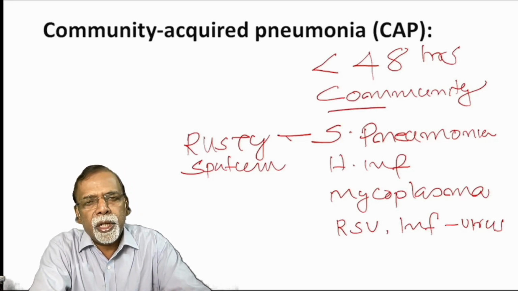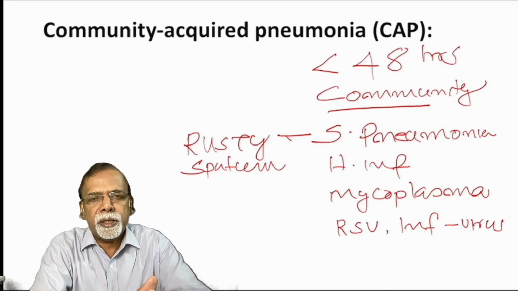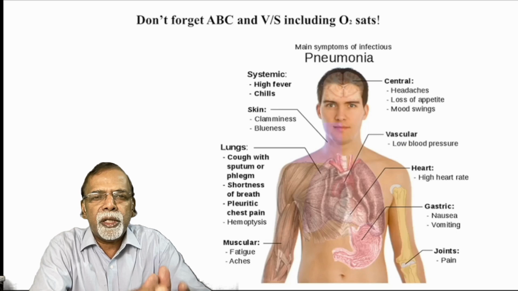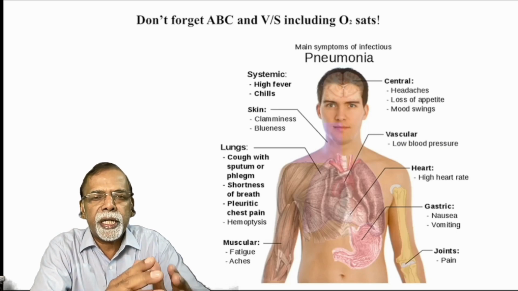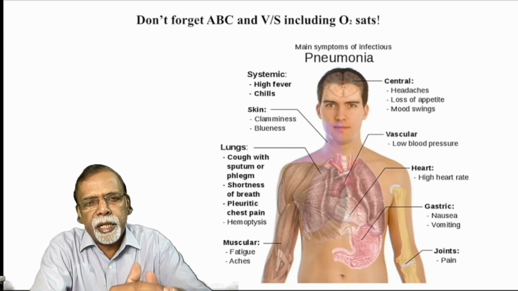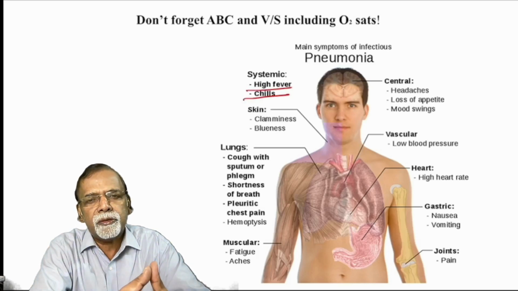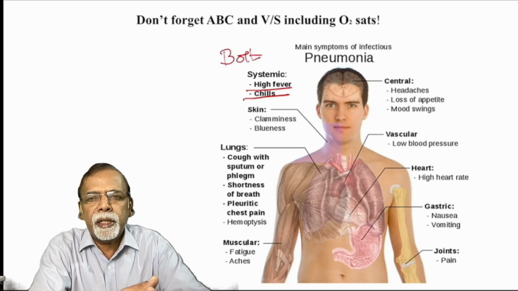So let us look into what are the typical presentations of a patient with pneumonia. Usually they come with a high grade fever with rigor and chills. It is described as a bolt from the blue, that is, sudden appearance of fever and rigor. So the patient can have headache, loss of appetite and mood swings.